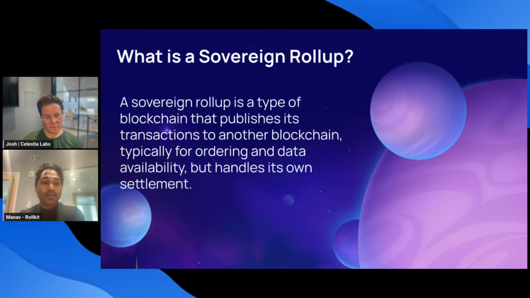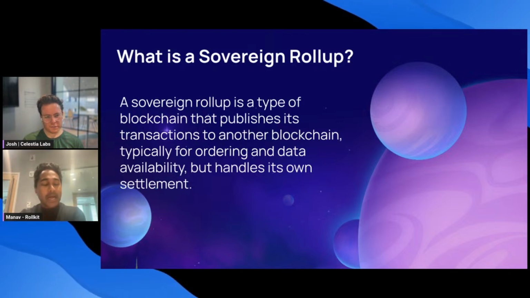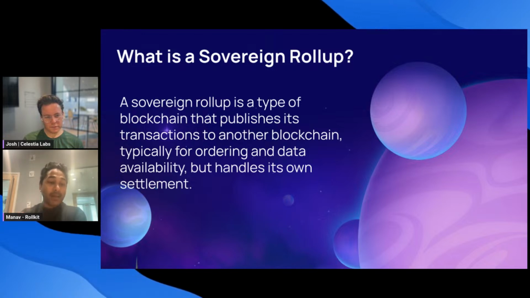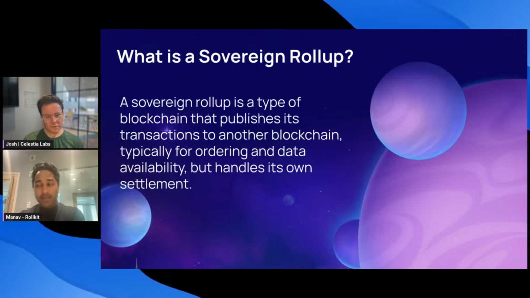So there is another chain that you're settling to, and you are proving its state to it. You're committing to that state all the time. So, and we'll get into this later on, you do not have the ability to hard fork a smart contract rollup, but with a sovereign rollup you do, just like an L1. Okay, that makes sense.